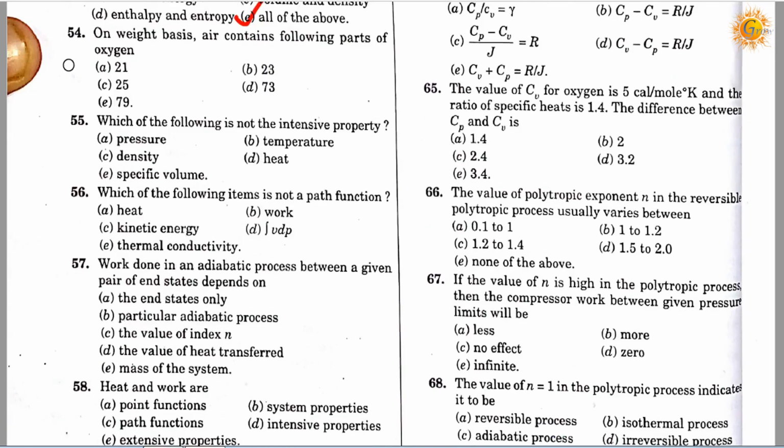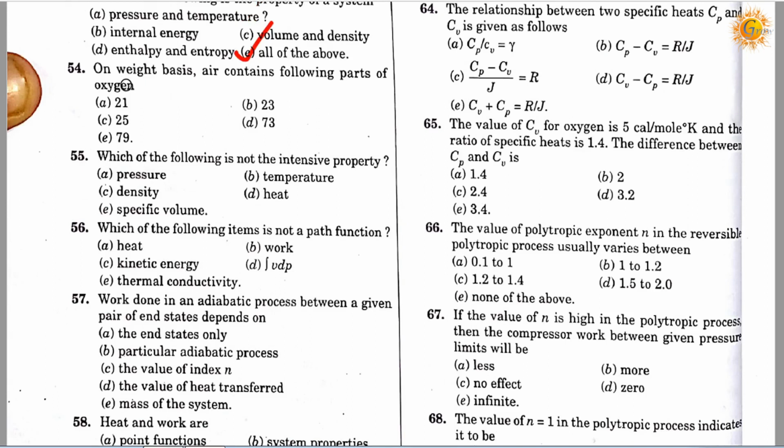Question number 54. On weight basis, air contains the following parts of oxygen: option A, 20; option B, 23; option C, 25; option D, 73; option E, 79. Correct answer is B, on the weight basis it is 23 parts of oxygen.